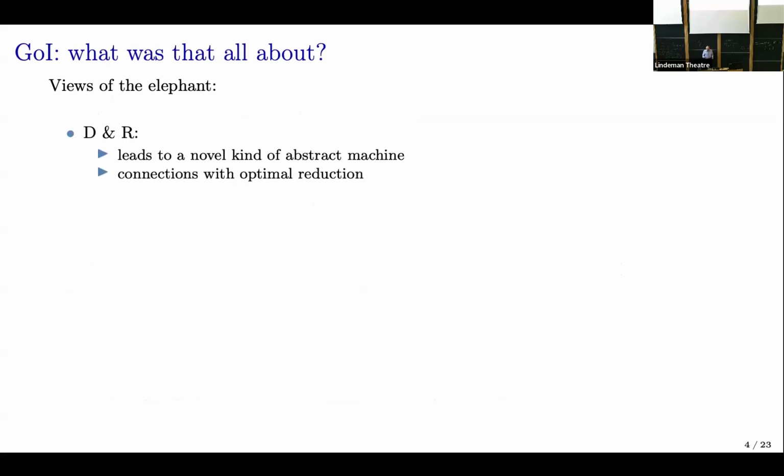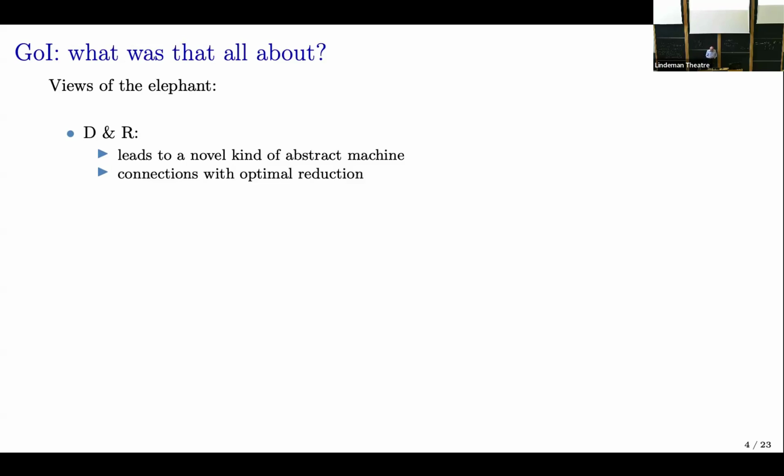But what was it all about anyway? I mean, there's not very much geometry, I would say, in the geometry of interaction. There's certainly a lot of interaction. And it's another one of those elephants where different people and different groups have different views of what it's about. So the work of Danos and Regnier, as Girard's students working on this, leads to a novel kind of abstract machine. I should mention also my then student at Imperial, Ian Mackie, who also did early work on abstract machine structures based on ideas from geometry of interaction.